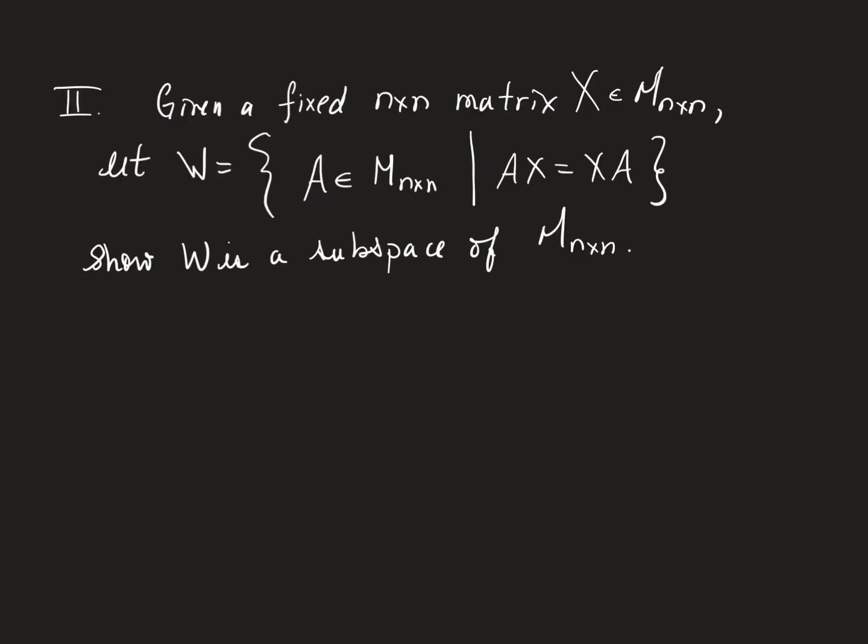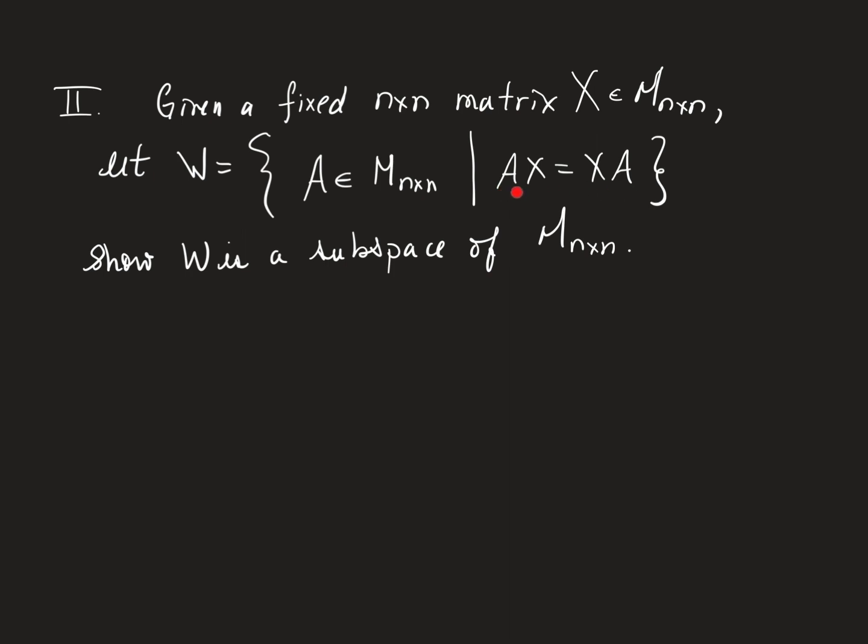Now this example is a bit trickier. So for this one, we're given a fixed n by n matrix. We don't know what it is. It's just a fixed matrix. And we're told that the set W consists of all matrices, all n by n matrices that commute with X.